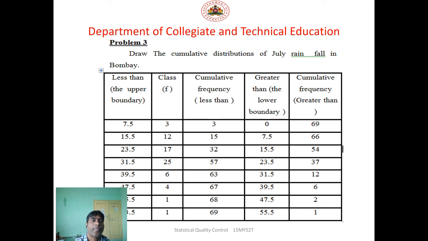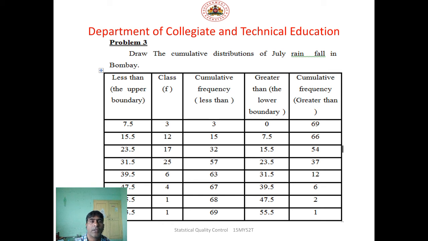Next 39.5, 12 minus 6 I am getting 6. Next for 47.5, 6 minus 4 I am getting 2. Next for 55.5, 2 minus 1 I am getting 1. So like that we should form the table for cumulative frequency greater than. Okay, so like this we have completed a table for cumulative distribution.